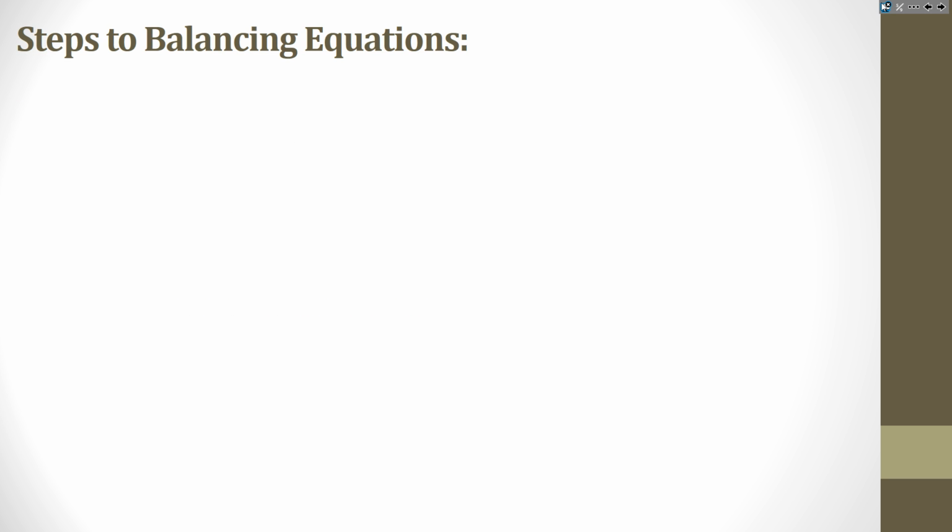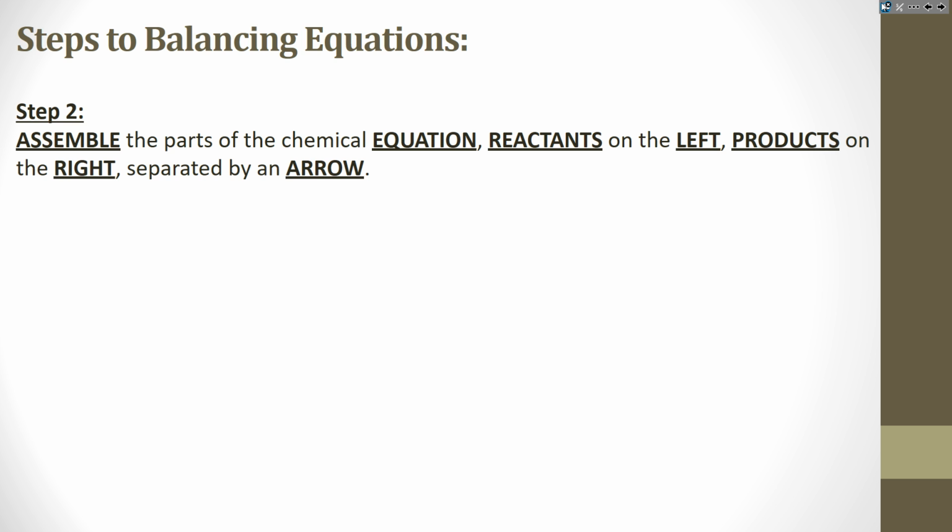Now, when we start writing our reaction, we have to assemble the equation. We put the reactants on the left, we always work from left to right, the products on the right, and we separate them by an arrow, not an equal sign, because they are not equal, they are making. The arrow actually means yields. It basically means gives way to, or produces, or makes.